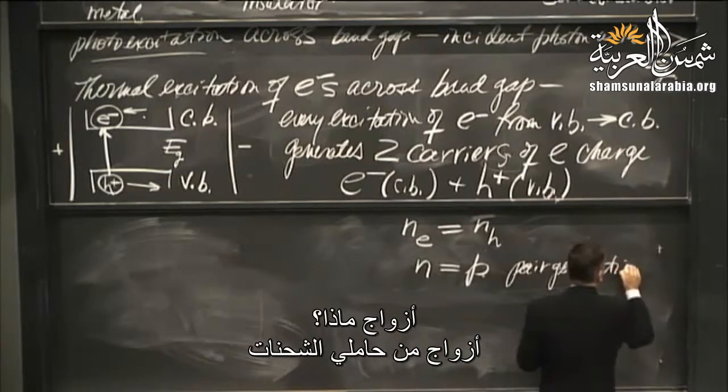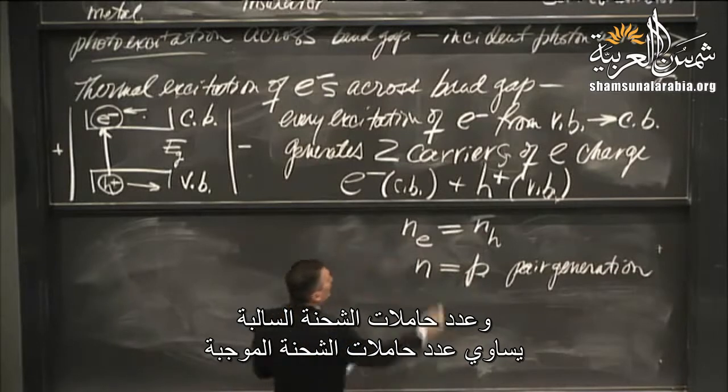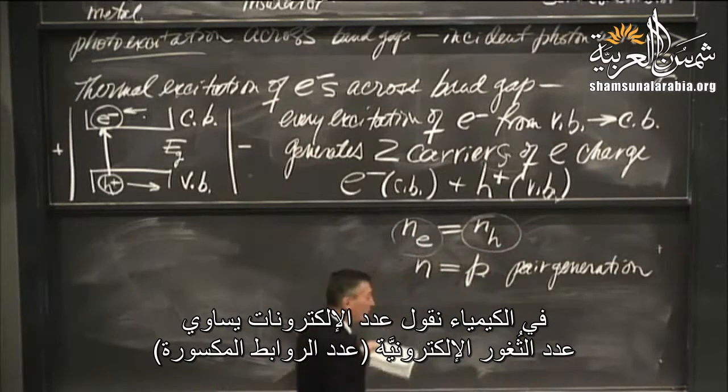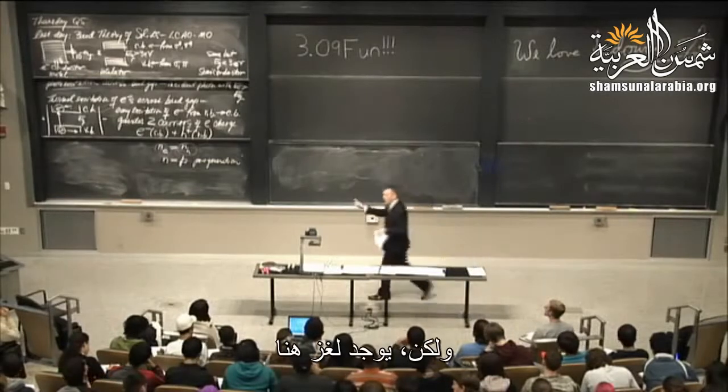Pair generation. Pair of what? Pair of charge carriers. And the population of negative charge carriers equals the population of positive charge carriers, which in chemistry is the number of electrons equals the number of holes or the number of broken bonds. So that's the way it works. But there's a conundrum here.